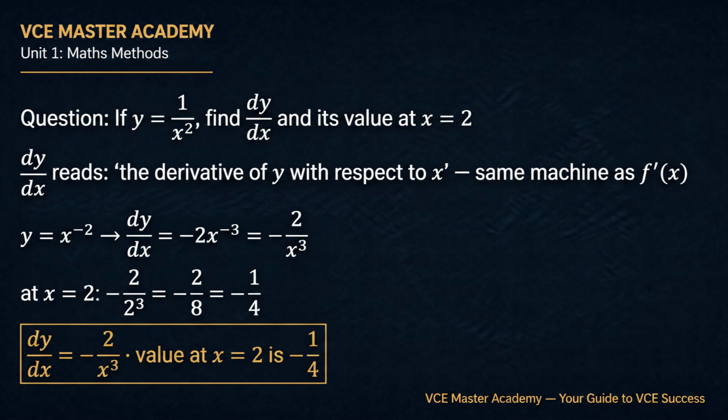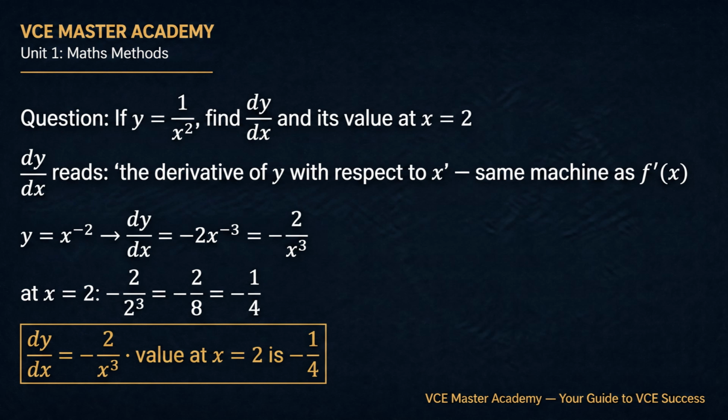One more costume to greet. The question says, if y equals 1 over x squared, find dy dx and its value at x equals 2. Quick reminder from last lesson. dy dx is Leibniz notation, and it reads, the derivative of y with respect to x. In plain words, how fast y changes as x changes. It is not a fraction, it's one single symbol, and it means exactly the same thing as f dash of x. When the question writes y equals, you answer in this costume. The machine doesn't care about costumes.